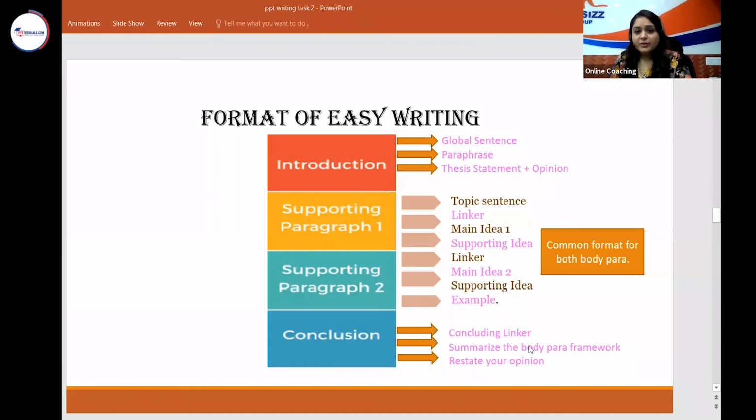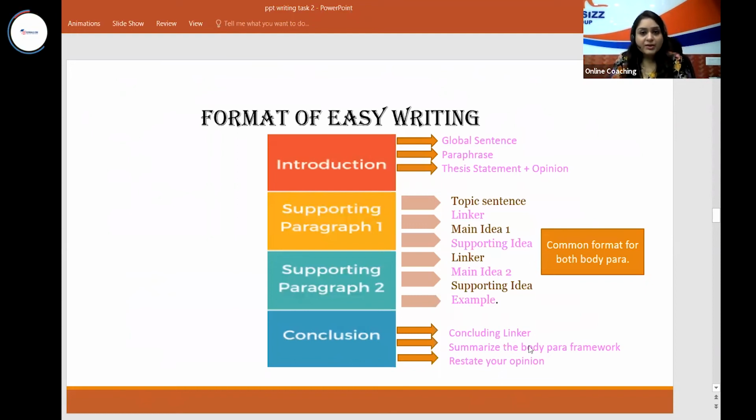Like I told you, you have to write the opinion in the introduction part, but where to write it is also important. You cannot write your opinion in the first line or the second line. No. Opinion always comes after the paraphrase. Paraphrase means rewriting the topic in your own words. After paraphrasing, you go with the thesis statement, which means you write what you are going to include in your body paragraph 1 and body paragraph 2. Plus, you have to write the opinion, like which stand you are taking, whether you agree or disagree, whether you think that advantages are more or disadvantages are less, or vice versa.